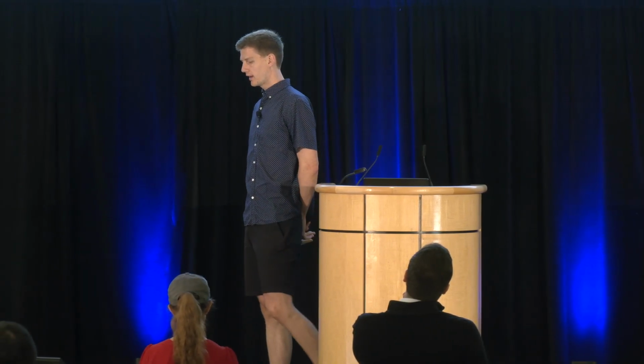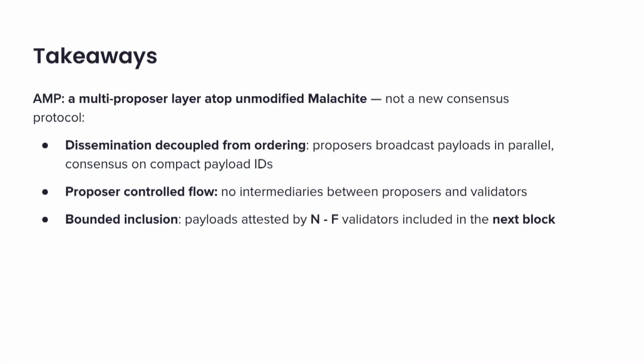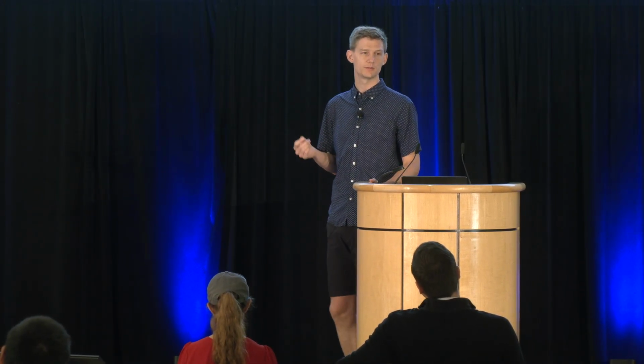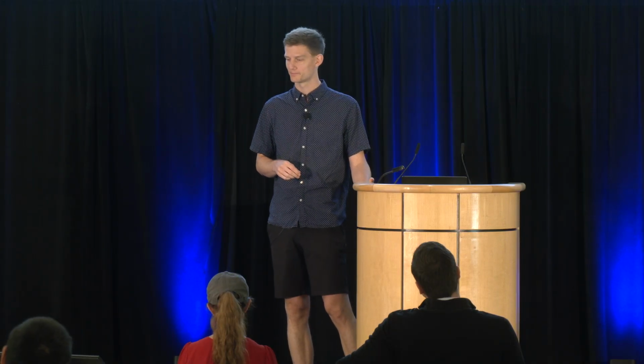Wonderful. So the takeaways are: AMP is a multi-proposer protocol that is built on top of unmodified consensus for ARC. Could also do it for Cosmos and Polygon. It decouples dissemination from ordering, eliminating the mempool. And we allow the proposers to control their flows. As we saw, there are no intermediaries that sit between proposers and validators now, which we think will be enticing. And also we have this bounded inclusion property where once payloads get attested to by enough validators, they are guaranteed to be finalized in the very next block.